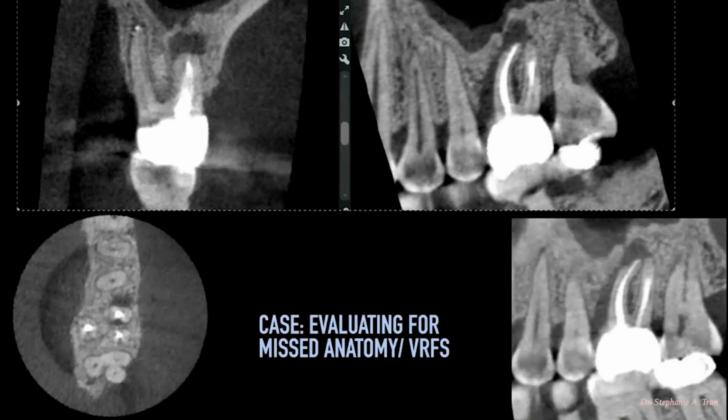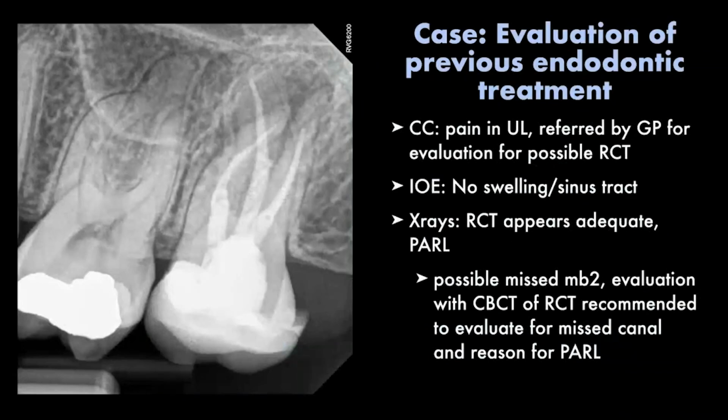In this case, most likely due to the lack of remaining root wall structure on the mesiobuccal root. So CBCTs are so helpful in determining whether or not it's worth even going into the tooth, and that can save you both chair time as well as the patient invasive treatment.